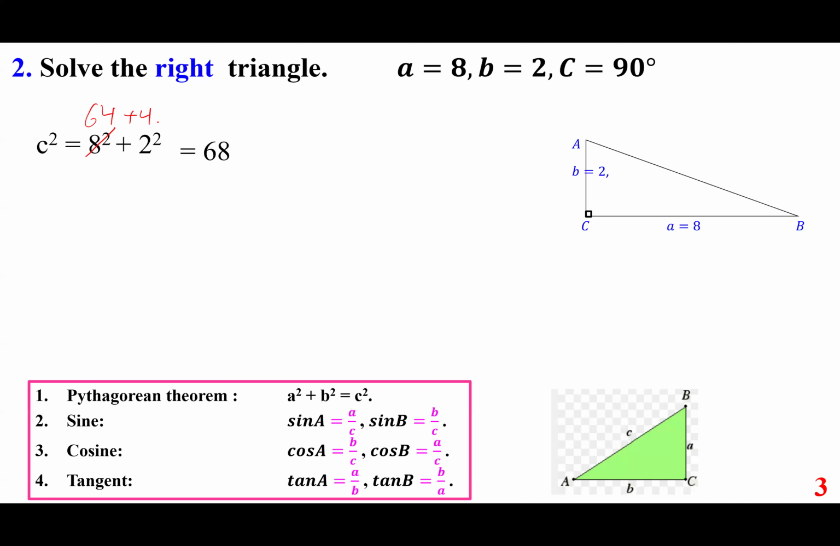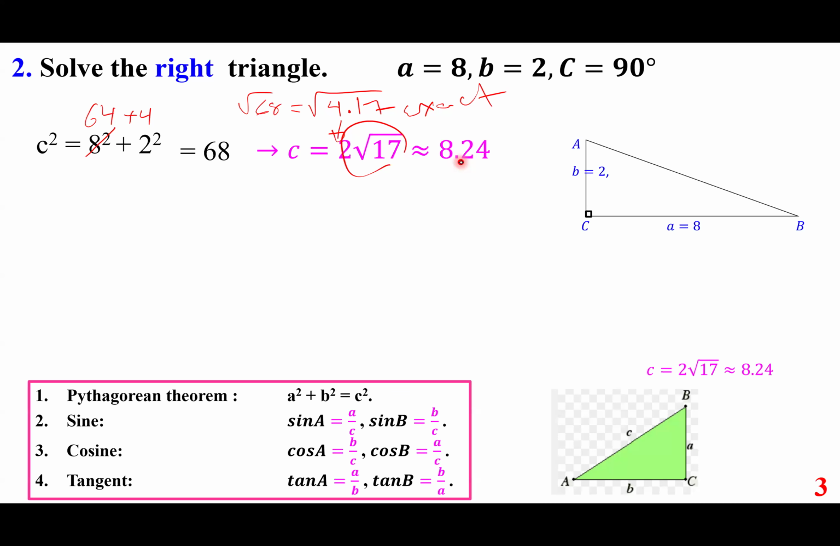That is 68. And so C is the square root of 68. Now, square root of 68 is the square root of 4 times 17. 4 comes out. This is an exact answer, everybody. And then approximation, 8.24. So we have all sides.